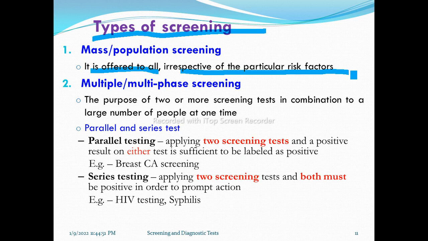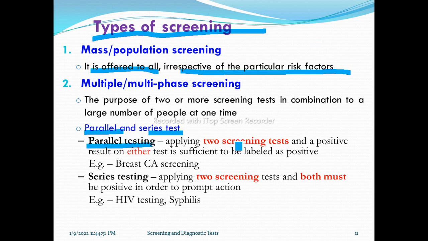The other is multiple or multi-phase screening. The purpose is to apply 2 or more screening tests in combination to a larger number of people at one time. In this case, 2 or more types of screening tests will be applied one after the other or in parallel. So this is known as multi-phase screening. We can divide it into 2: parallel or series tests.